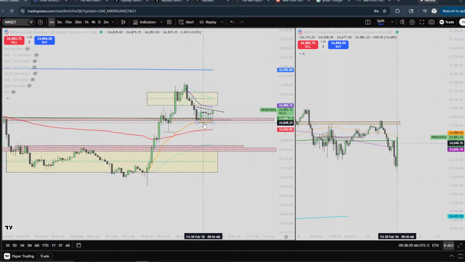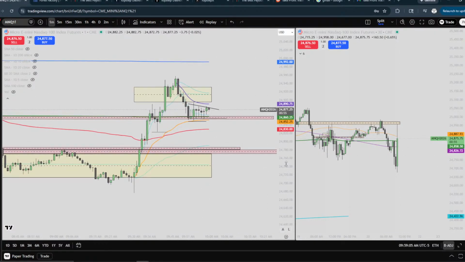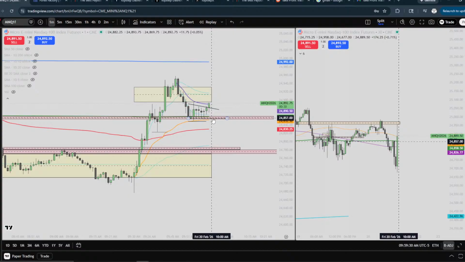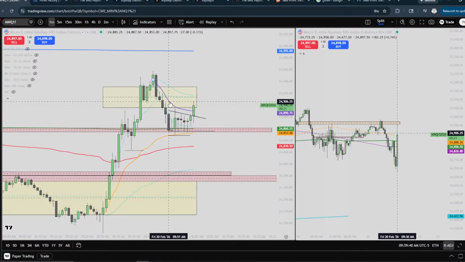This could be a nice buying opportunity. I'm definitely cautious of the longs here. I got what I wanted out of this push up. So, all right. Breaking above this VWAP here.